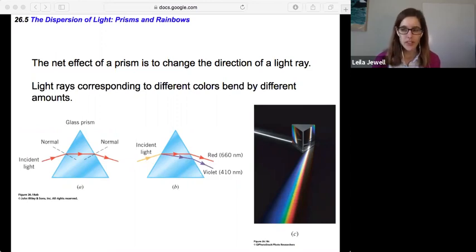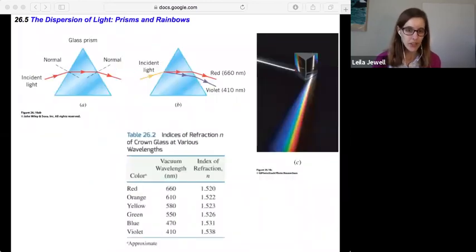Now, why is this? Well, it has to do with the indices of refraction changing depending on the wavelength of the light. So red has an index of refraction in crown glass of 1.52, but violet is all the way up to 1.538. It's a larger index of refraction, so it has a larger n value. It's going to have overall a larger amount of bending compared to the red. So that's a really interesting difference to see.